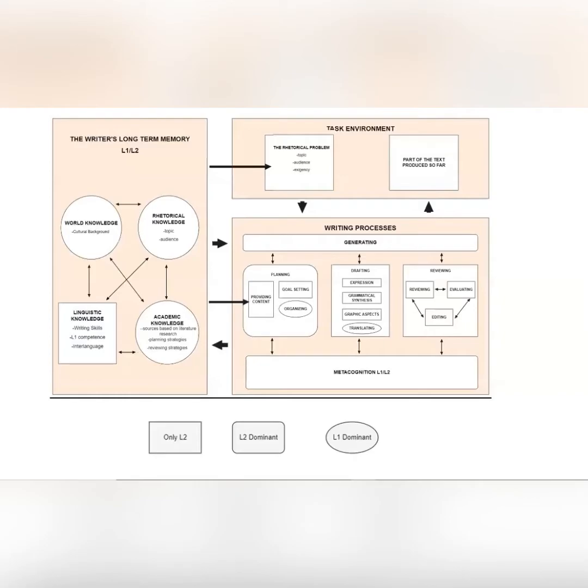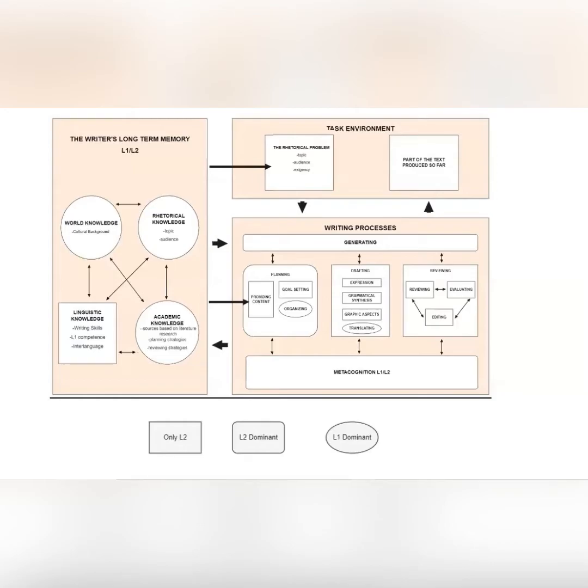Reviewing in this case is a triangle because it's very recursive. Evaluating can influence editing. Editing could affect the revising, revising could affect the evaluation, and evaluation could affect the reviewing, and so on, okay?